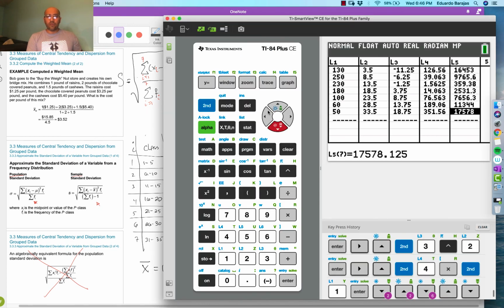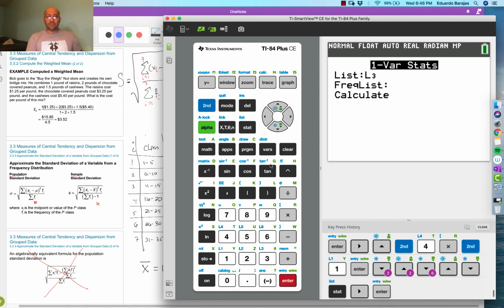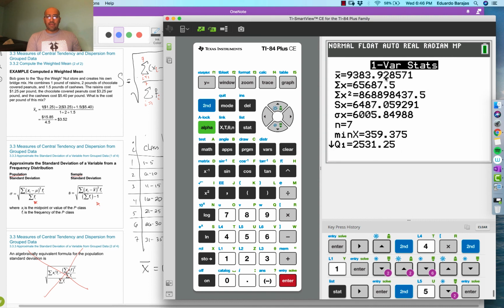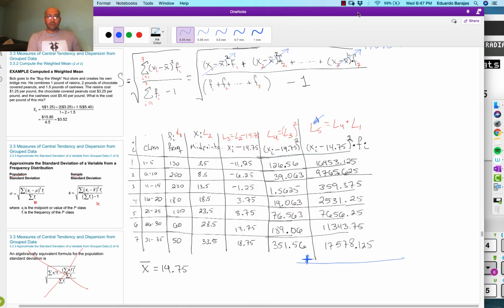Okay, so we'll go over here. We're going to go to Stat, Calculate, One Variable Statistics. We want to make sure we hit second, L5, down, down, Enter, and then here is the number we want. It gives you a lot of information about L5. It's up to you to decide what you need. And what we need right now is the sum of those entries, which is this one, sum of the x values in the list. So all of those numbers add up to 65,687.5. That's what that lets me know. Okay, so let me copy that down over here.